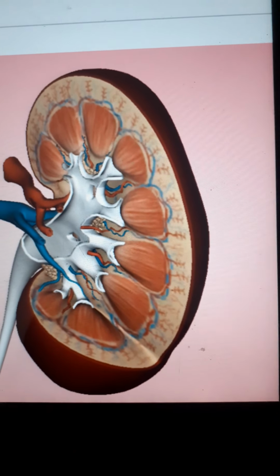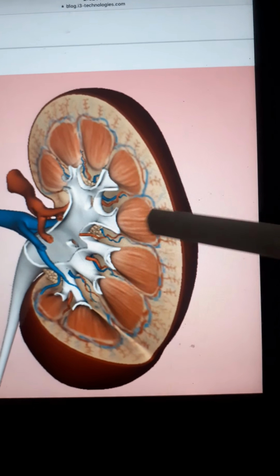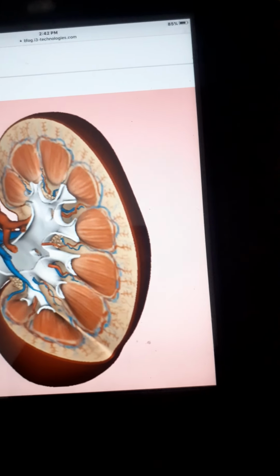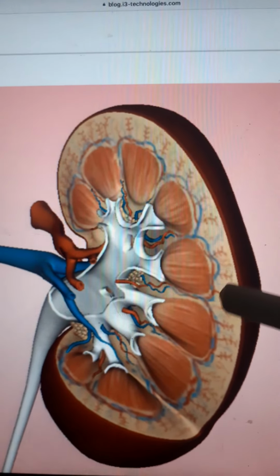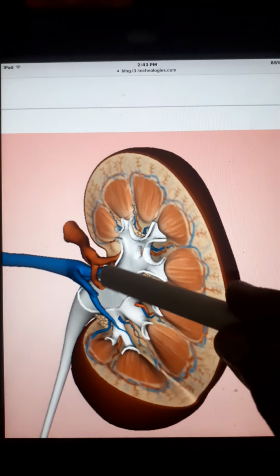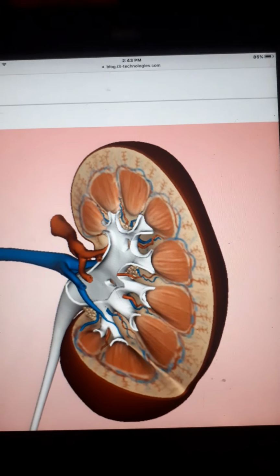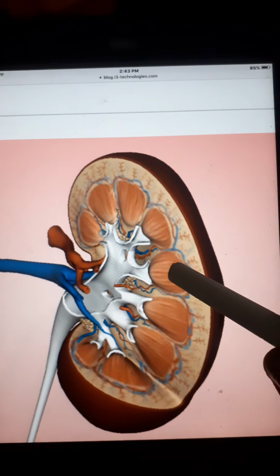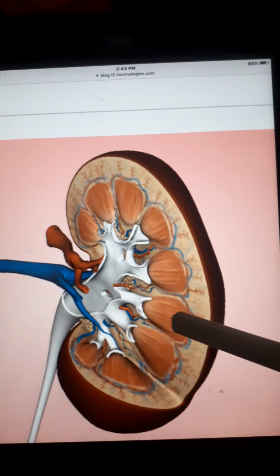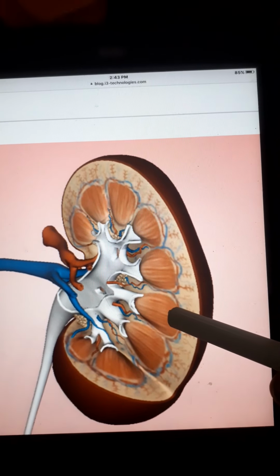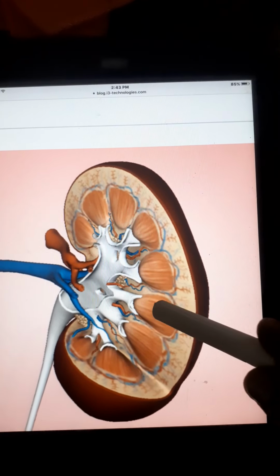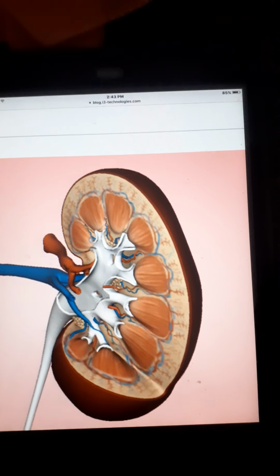Now, the central region is called the medulla. The outer region is called the cortex. Outer cortex, inner medulla. Ureters, veins and arteries. If you see these structures, these are called nephrons. The nephron is the unit of the kidney. The kidney is made up of many nephrons.